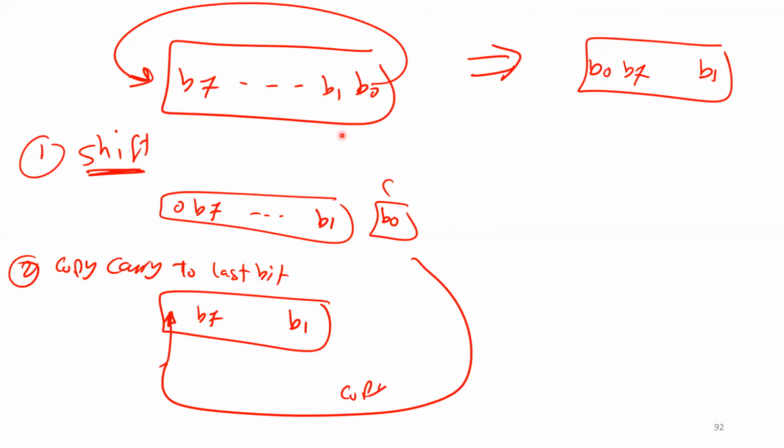Okay, guys. Again, how can we do this one? Easy, you can shift. If you use shift, you put 0 here, right? And then the last one, B0, goes to carry. And then after that, I have to write an instruction to copy the carry and put it here. How can we do that, right?